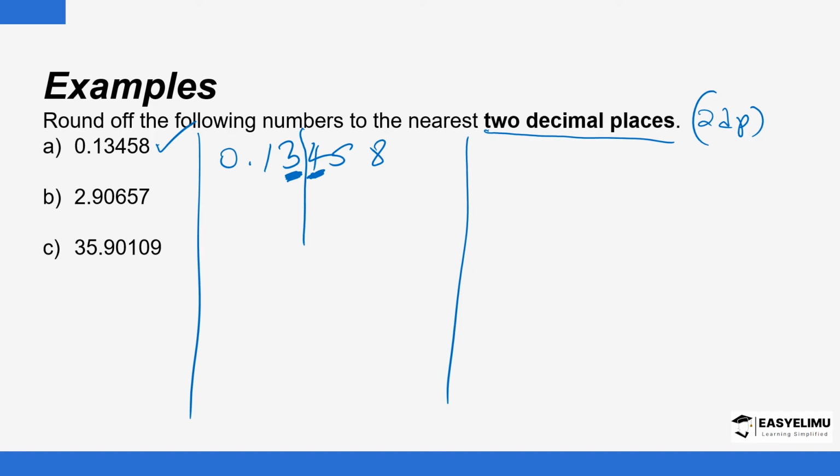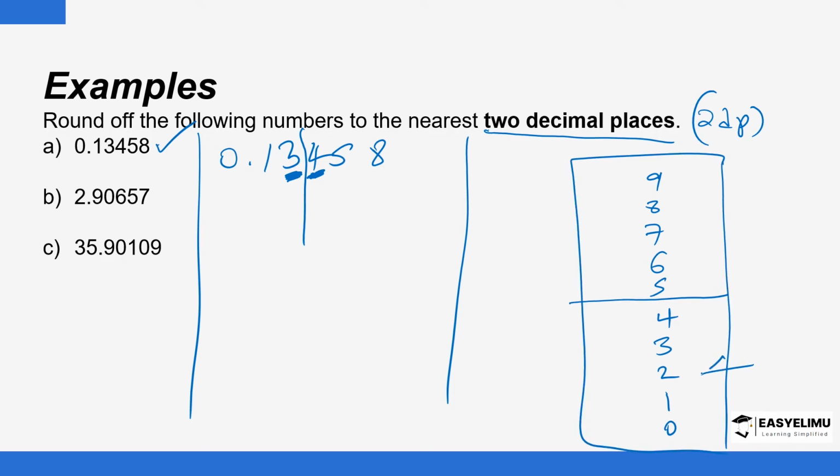The digit after the cutoff line could fall in these two categories of numbers: 1, 2, 3, 4, 5, 6, 7, 8, 9. There is also 0. So we draw this line here. These digits, we call them lower category digits. And these digits, we call them upper category.